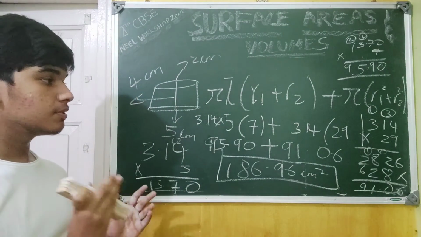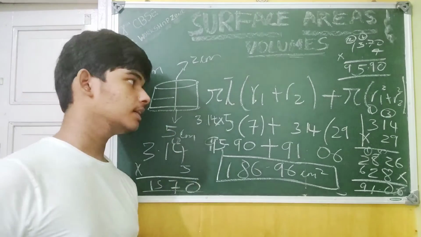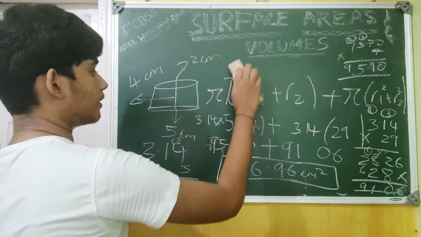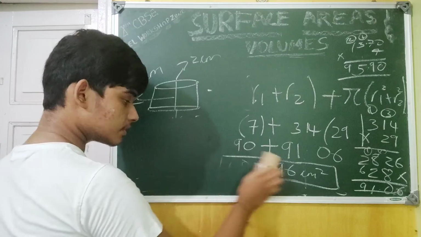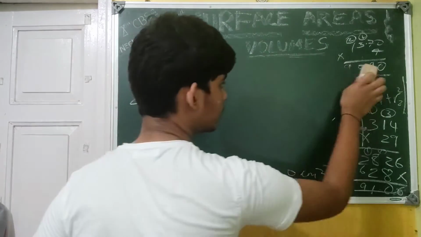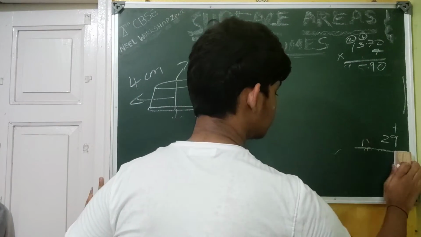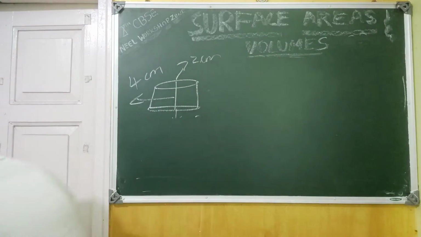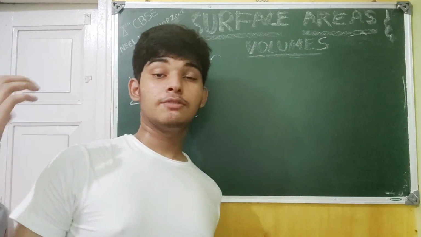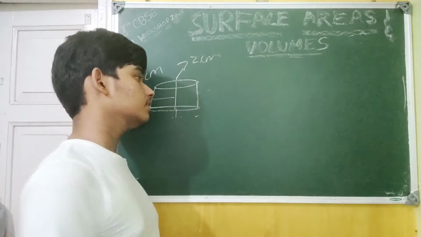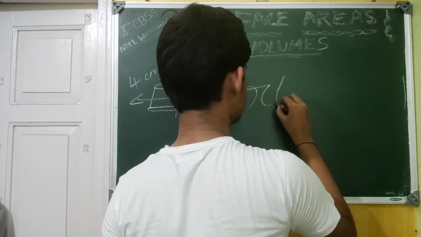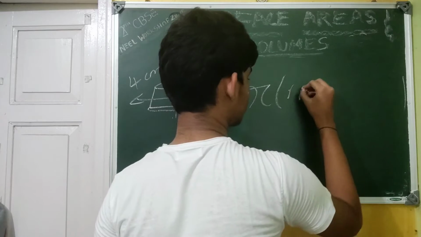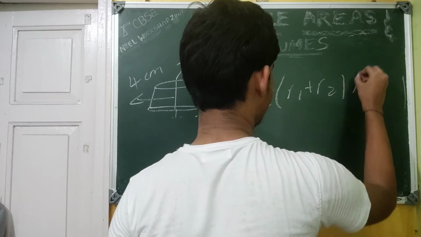Now this formula is really big and it might get confusing, but this is how you have to find it out. Now the curved surface area is not this complicated. It has a lot more simpler formula to use. Let me erase this real quick. So the formula for the curved surface area is pi (R1 plus R2) into L.